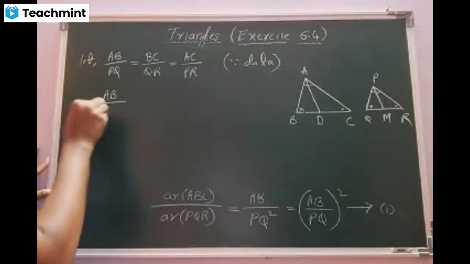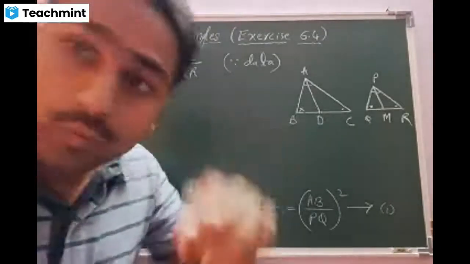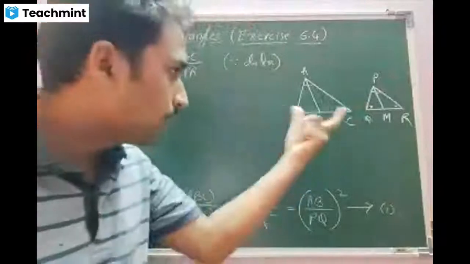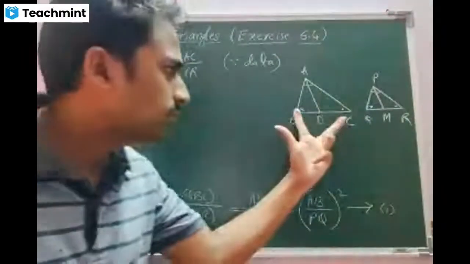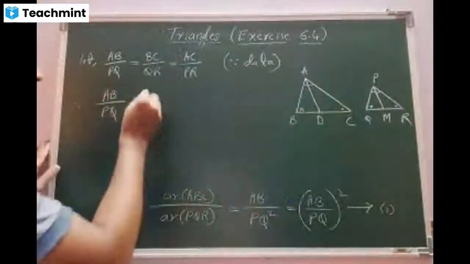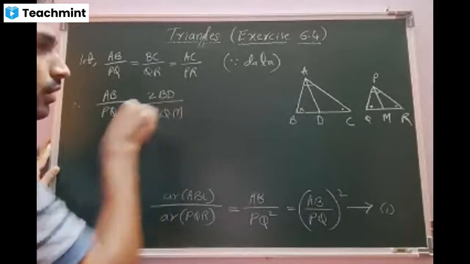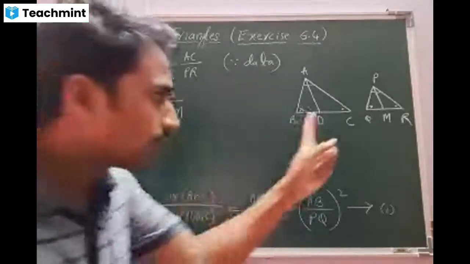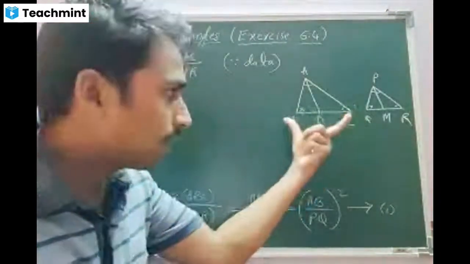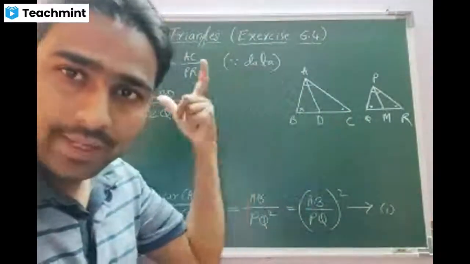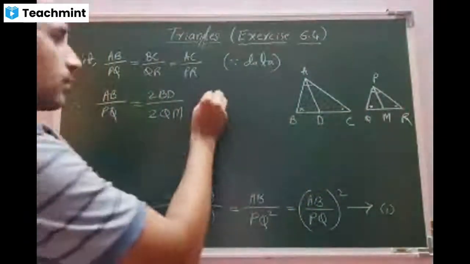Therefore, AB by PQ. Now look at this, BC and QR. If you remember, we have done something in 6.3 with bases. What we have done, beta? Anybody remembering? Quick. In the place of BC, what can I write? 2BD. You are remembering or not? It is a midpoint. This point is equal to this point. If you want BC, it can be written as 2BD. It can also be written as 2QM. Correct, beta?